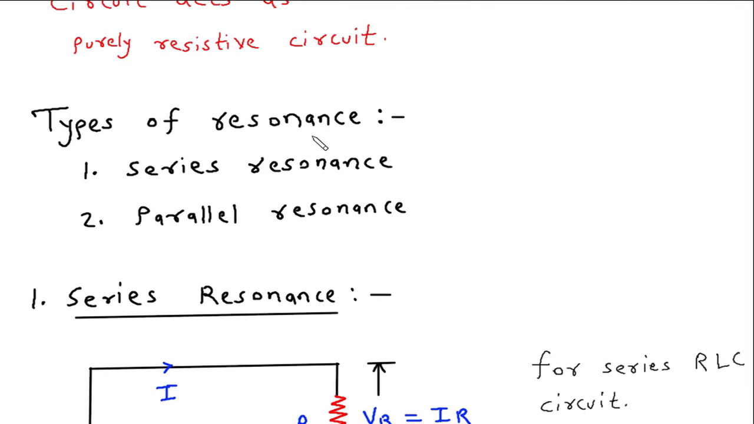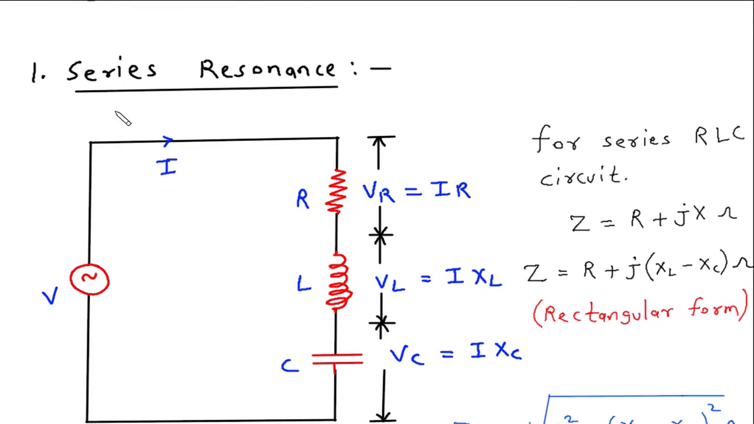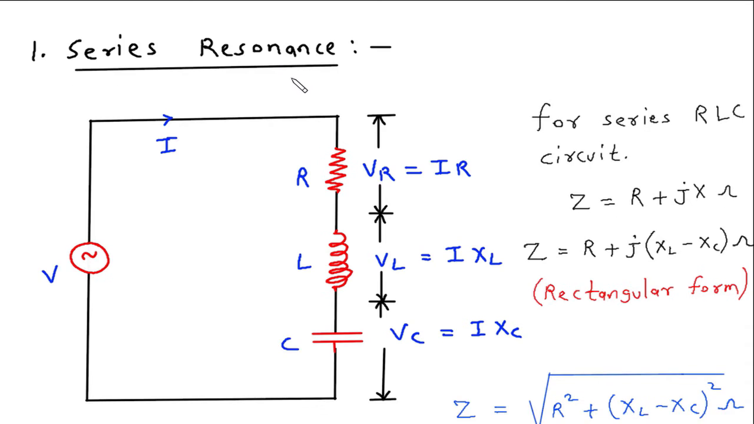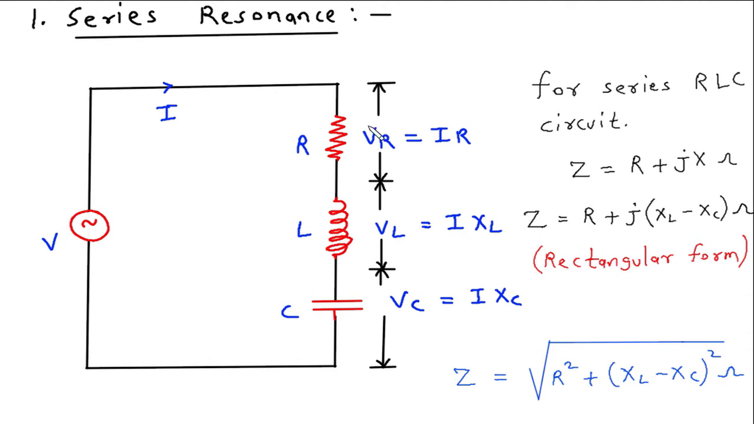Now there are two types of resonance. One is series resonance and another is parallel resonance. Series resonance will occur in an RLC series circuit. Here we can see this is an RLC series circuit. This is an AC supply. This is the current flowing through this RLC circuit. This is resistance, inductor and capacitor.